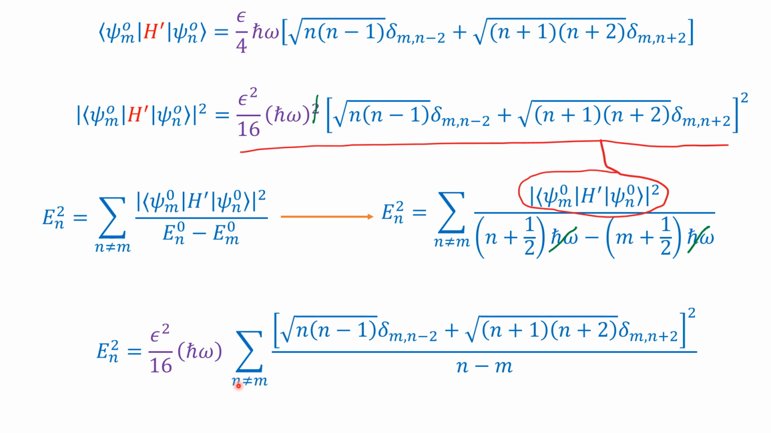Summation over even n not equal to m, this one. This term I have taken as square root of n into n minus 1, delta m comma n minus 2. Similarly, this is square root of n, n plus 1, n plus 2, delta m comma n plus 2, whole square, divided by n minus m.